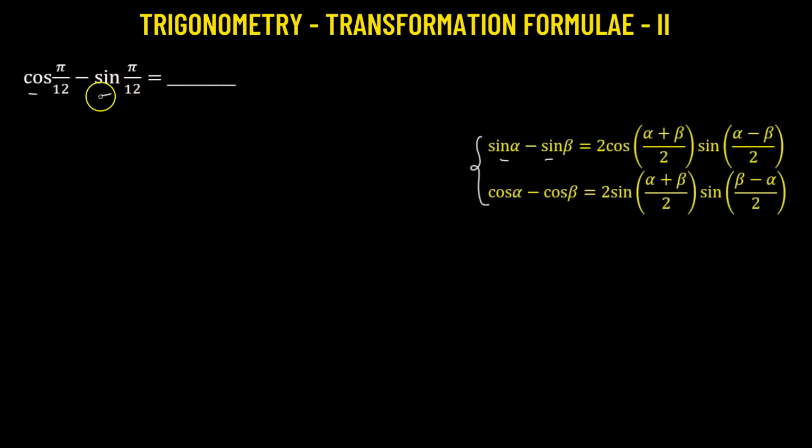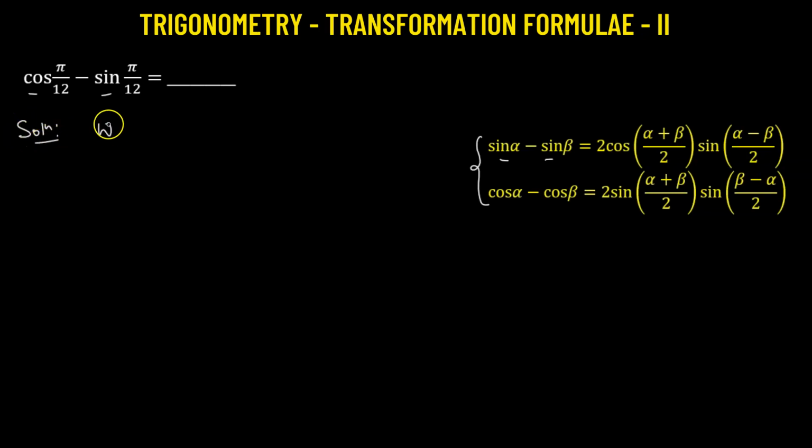However, it's not a big problem. We can convert any one of them to the other function. Meaning if we keep the first term as cosine, then we can convert the second term, the sine pi over 12, to its cosine equivalent. Or we can keep the second term intact as sine pi over 12, but we can convert the first term to its sine equivalent. So let's try to do that.